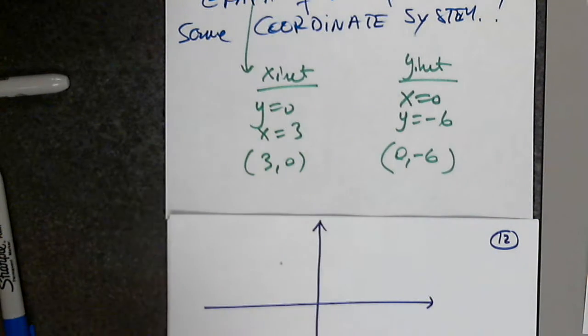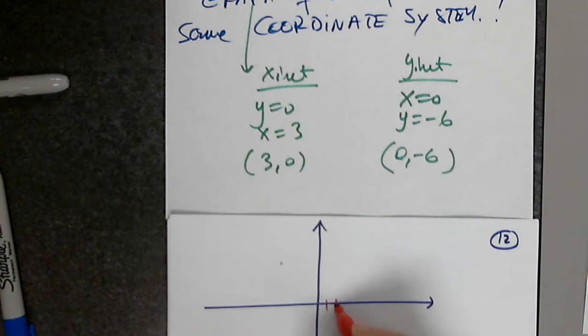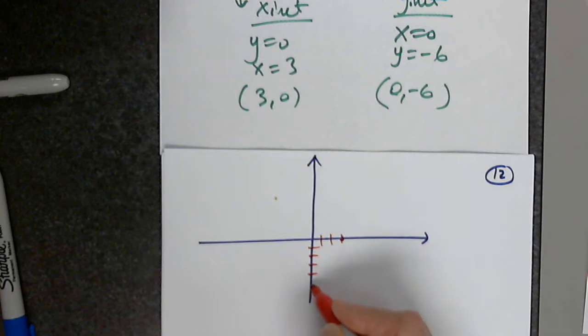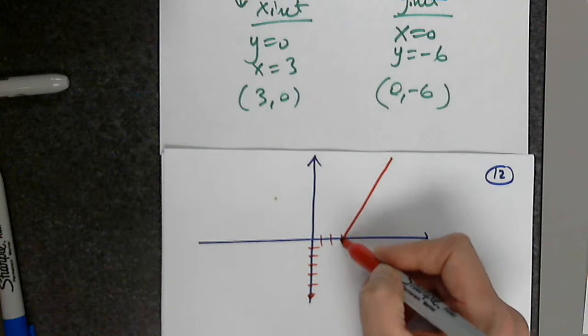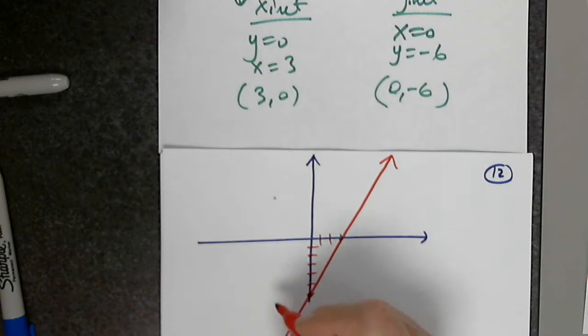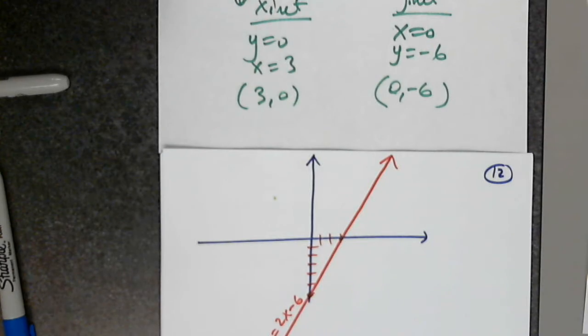So which ordered pairs do I have to plot? So 3, 0. So here's the graph. So this is f inverse, which is 2x minus 6. Is that okay?